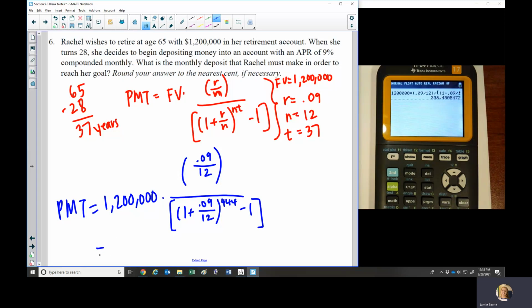Let's write a dollar sign. $338.43. Now, this is much less than the last example because even though we're trying to save more money, she's investing for a much longer period of time, she's investing this money for 37 years. And she has a much higher interest rate. So in the last one, I think it was 5%, and here it's 9%. So she's making a lot more interest off of her investment each month. All right, we have one more.